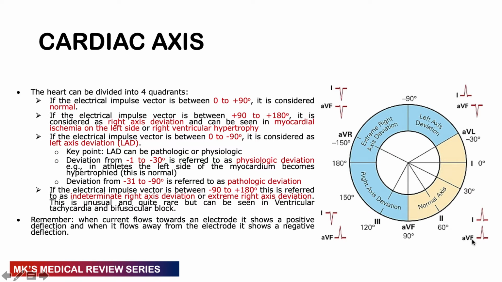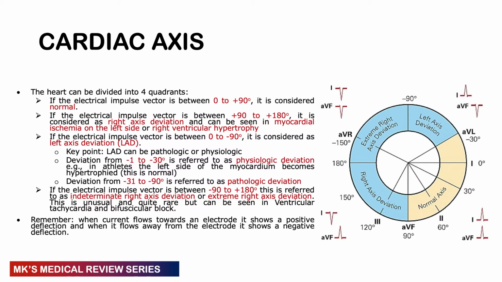And you'd also expect lead aVF to be pointing upwards because the wave is moving towards lead aVF. Then if the impulse shifts to about 90 to 180 degrees within this quadrant, we shift the vector from here, and the vector now shifts towards the right into this quadrant. We refer to that as right axis deviation.